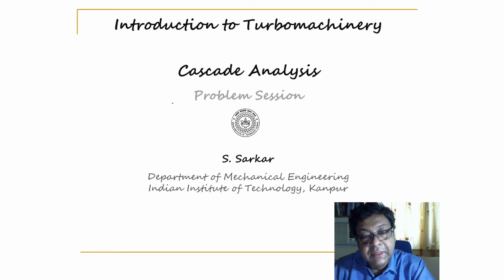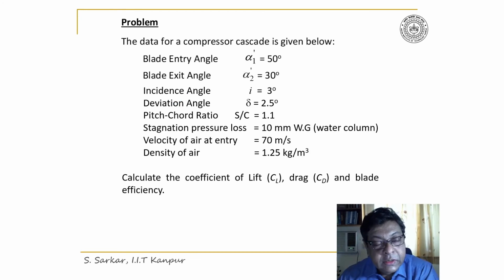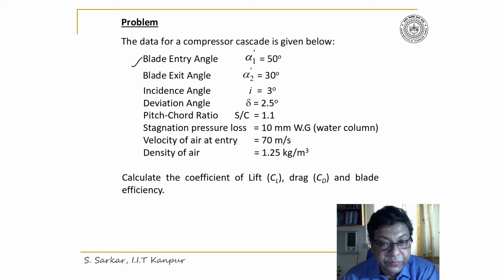Here I'll solve an illustrative example for cascade analysis. So let me state the problem. The data for a compressor cascade is given below. The blade entry angle alpha 1 dash is given as 50 degree. Blade exit angle alpha 2 dash is equal to 30 degree. Incidence i is equal to 3 degree.